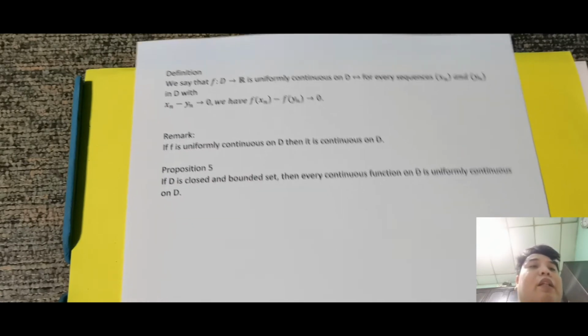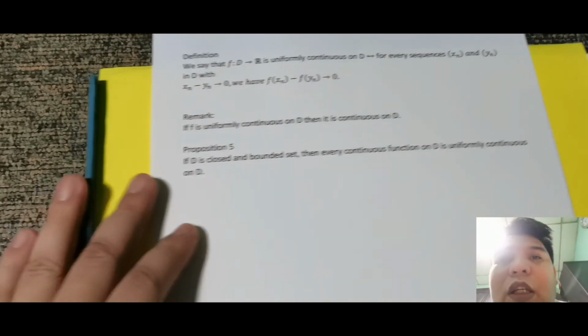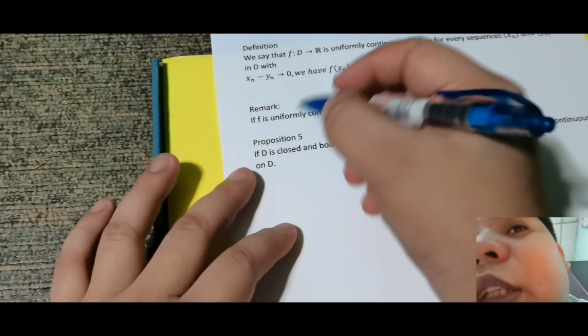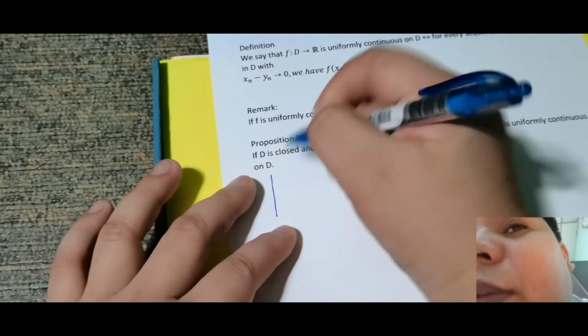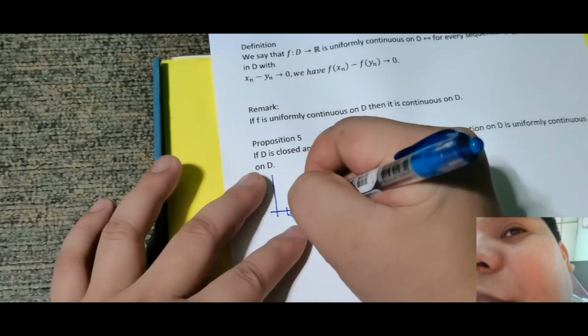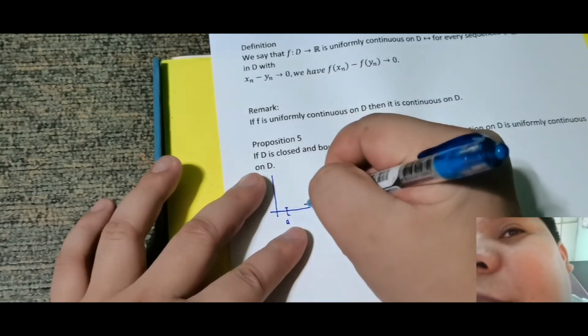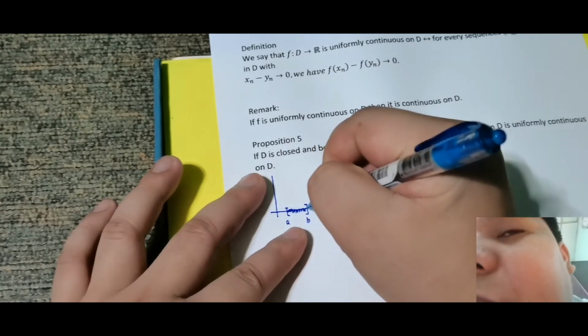Okay, then sundan natin ng proposition number 5. Proposition number 5: if D is a closed and bounded set, then every continuous function on D is uniformly continuous on D. So ano ba ibig sabihin natin pag dinrawing? Kasi bounded, so closed and bounded. Let's say ito yung A, ito yung B. So yun yung ating closed and bounded interval.